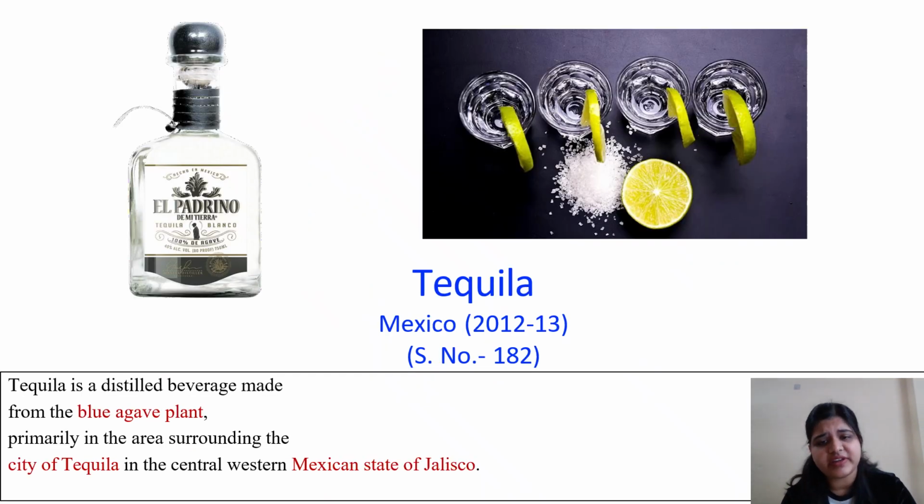Now here we have the famous tequila from Mexico. Tequila is a city in Mexico where the blue agave plant grows, and from that we produce or extract the tequila shots.